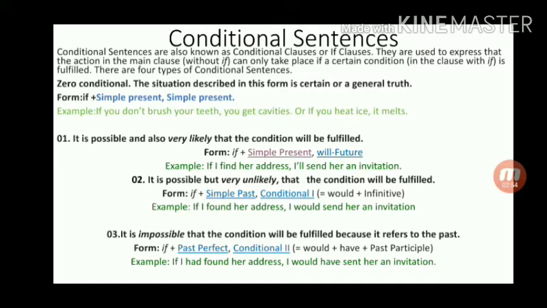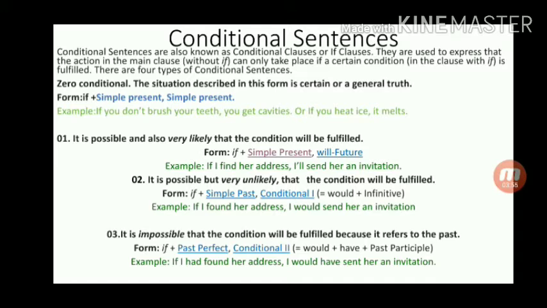Number one is zero conditional. We use the zero conditional to talk about things that are generally true, especially for laws or rules. They describe laws and rules which are generally accepted. The structure of this is if plus simple present, which means the if clause is formed in the simple present tense. Then the second clause, which is the main clause, is also formed in the simple present tense.